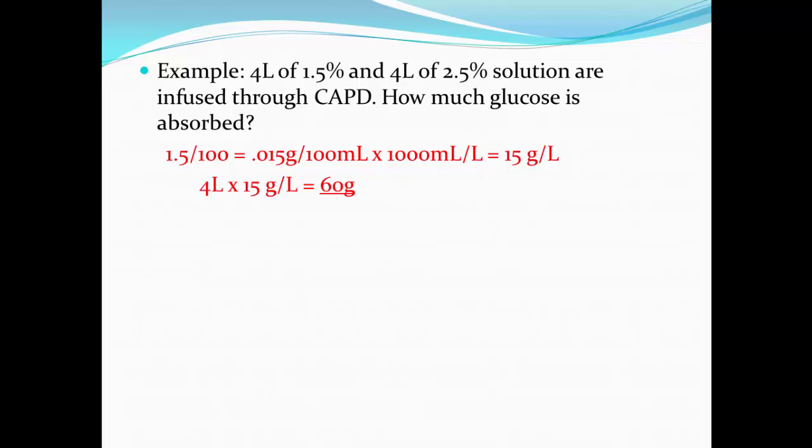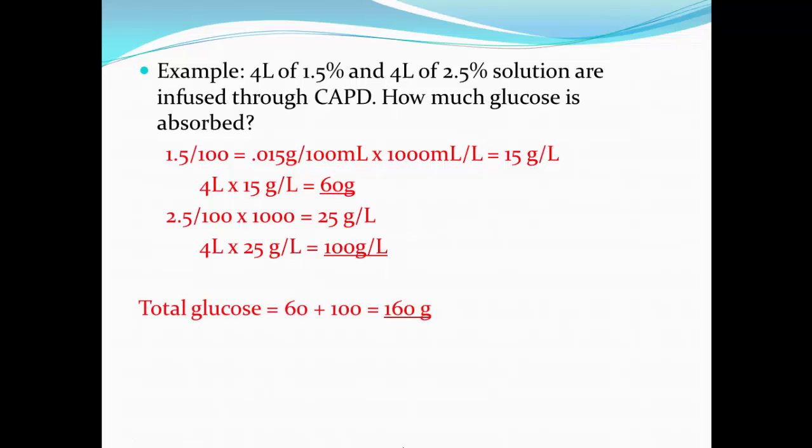So now for the second solution, we'll do the same steps. 2.5 divided by 100 gives us 0.025 grams per milliliter, and multiplied by 1,000, this gives us 25 grams per liter of solution. We also have 4 liters of this 2.5% solution, so we'll multiply the 25 grams per liter times 4 liters, and this gives us 100 grams.